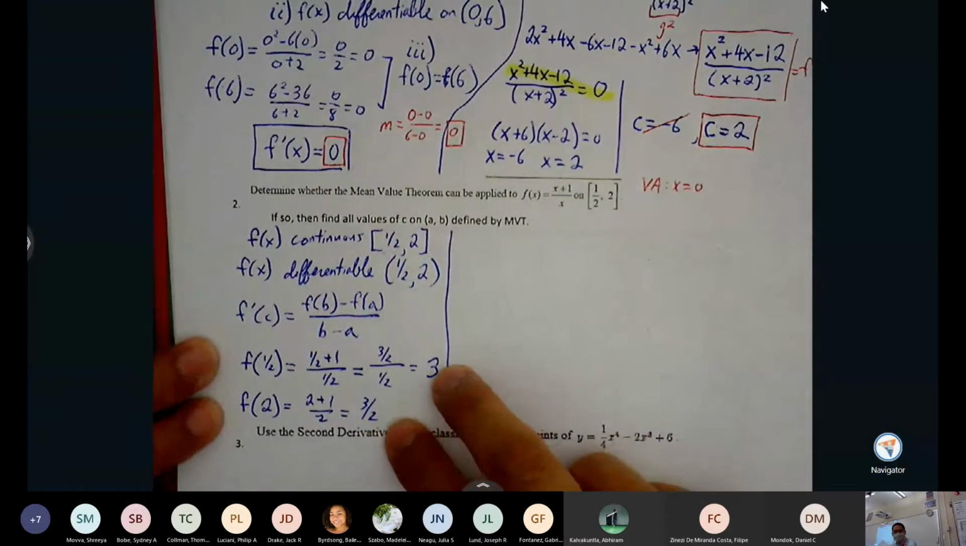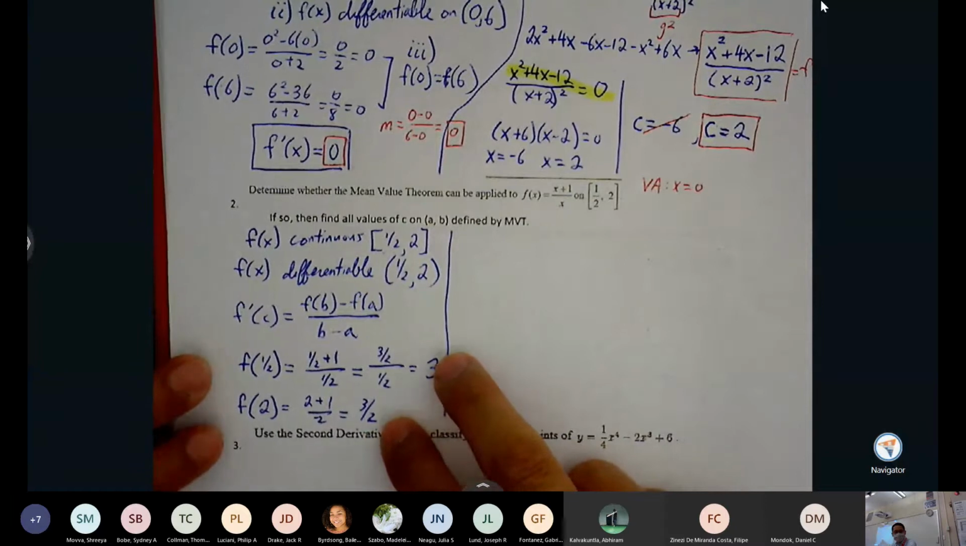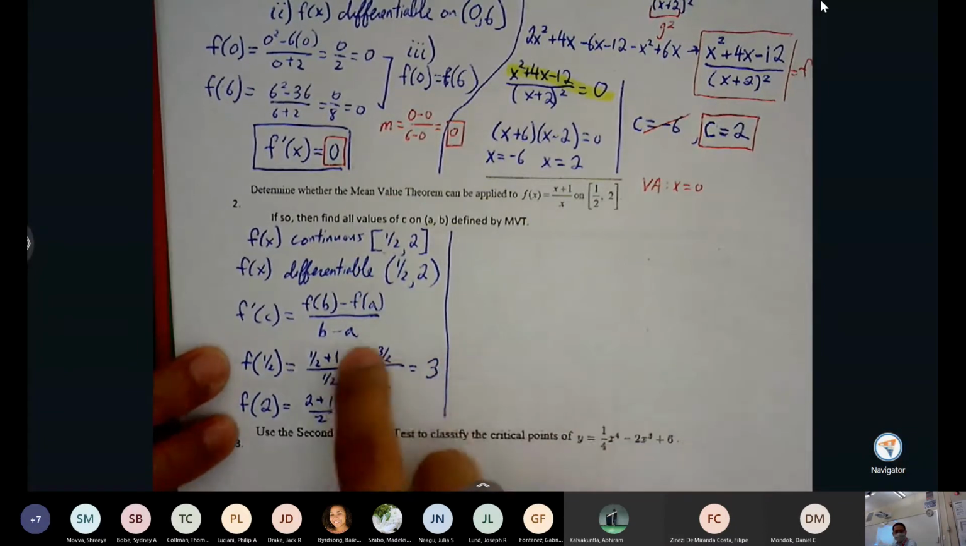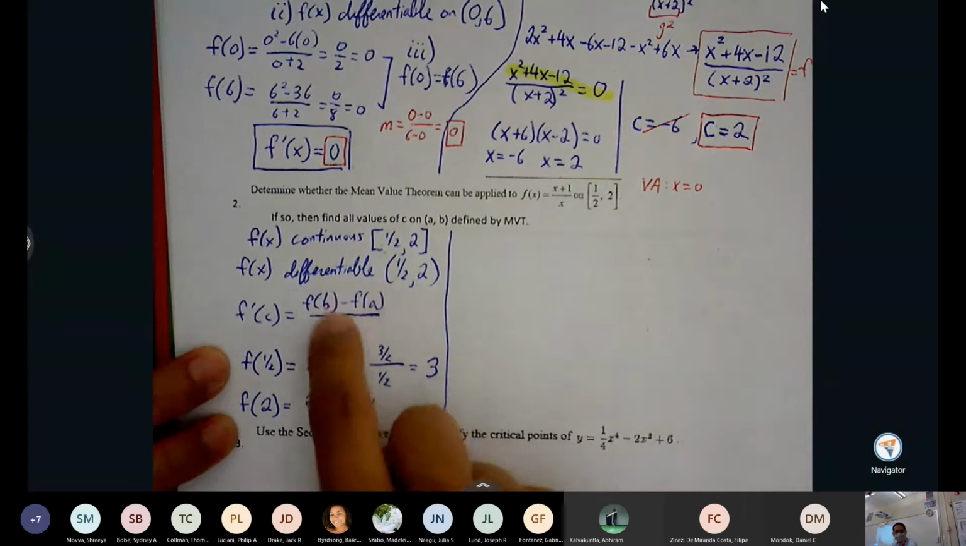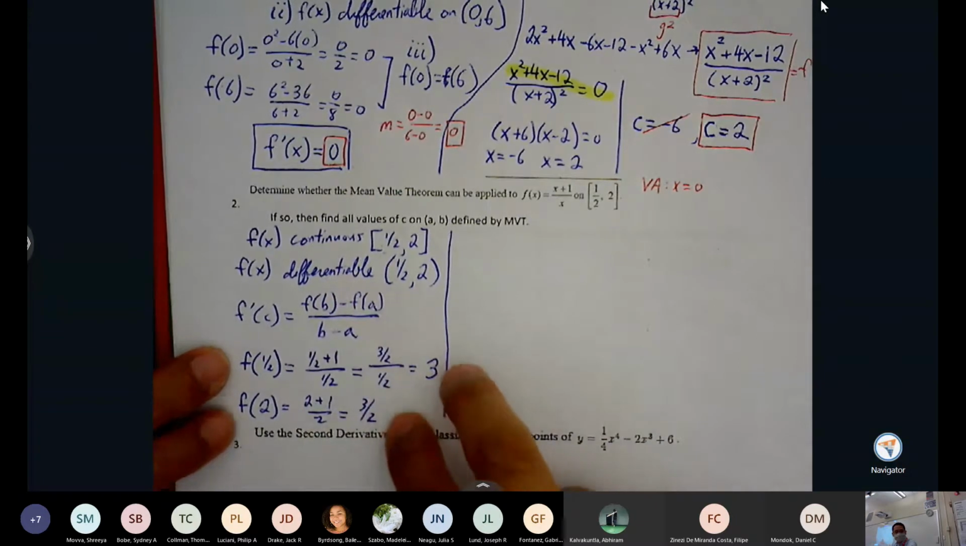All right, are we good with this information here? So we have our ordered pairs. Now we're going to find the slope. And this will tell us what slope we want to guarantee.